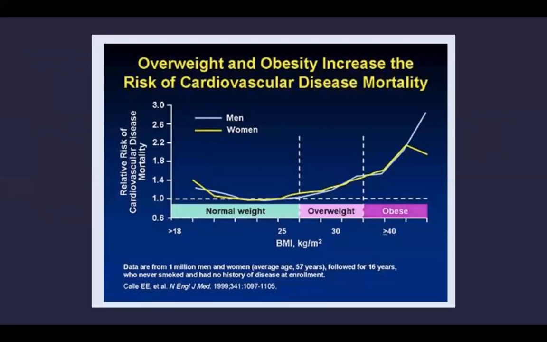This chart shows that the higher your BMI, or body fat percentage, the greater the risk of developing CVD. You can tell that from normal, to overweight, and then obese, the CVD deaths actually increase.